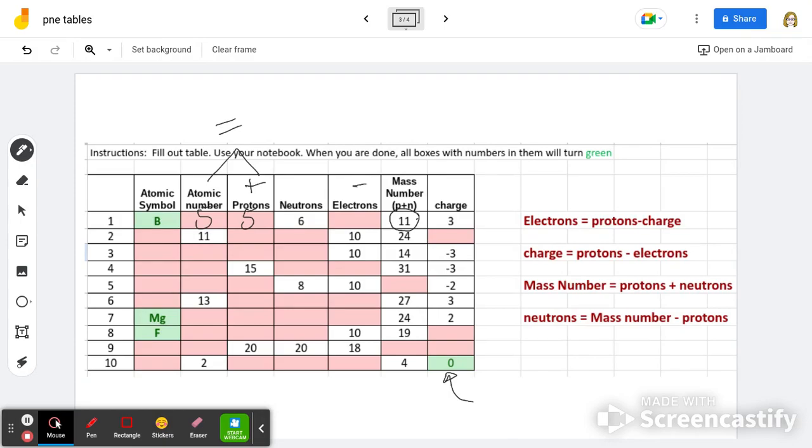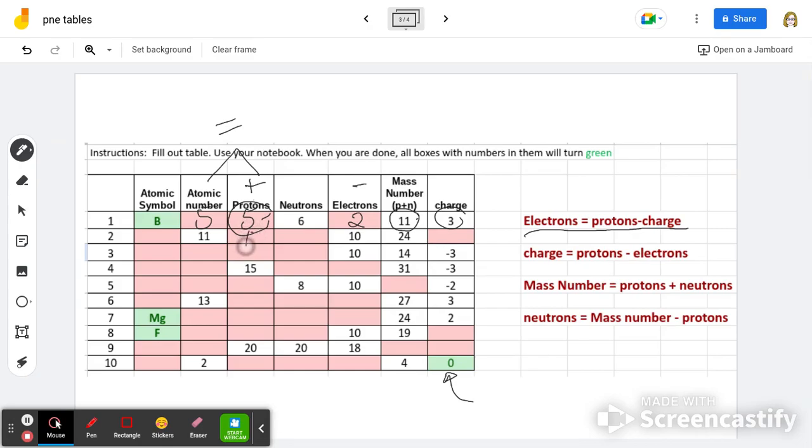But you can also use this equation. Electrons are protons minus charge. So I need to do 5 minus 3. 5 minus 3, that gives me 2 electrons. So you can also think about if I have 5 positive and 2 negative, that would be a net charge of 3.